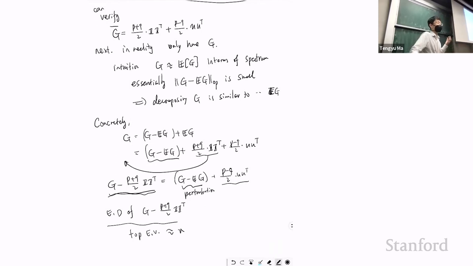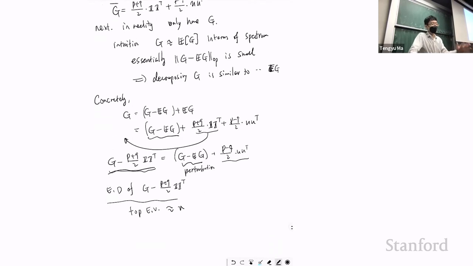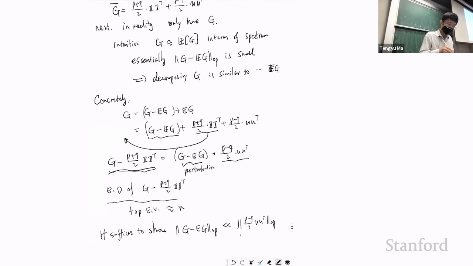That's basically our goal. And how do you make sure that this is true? It suffices to show that G minus EG, in terms of the spectral norm, is much smaller than the signal. The noise is much smaller than the signal in terms of the operator norm. And in some sense you need some robustness of eigen decomposition.